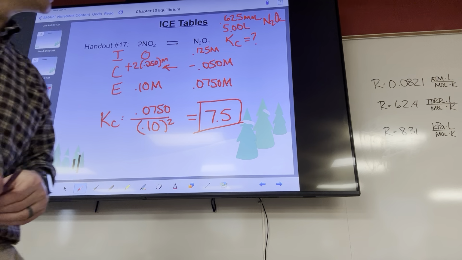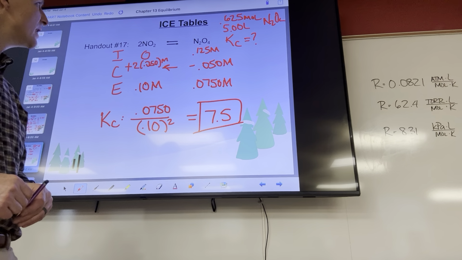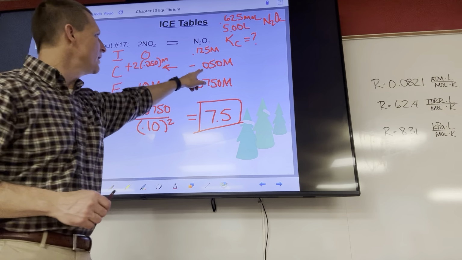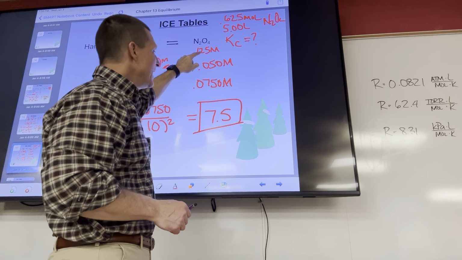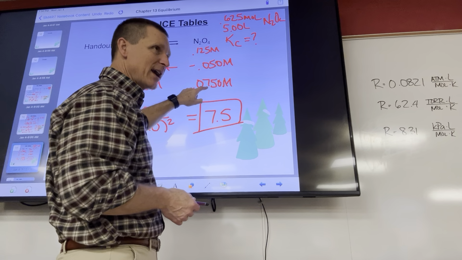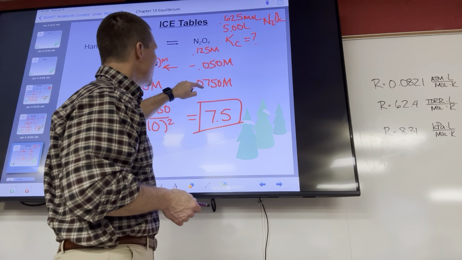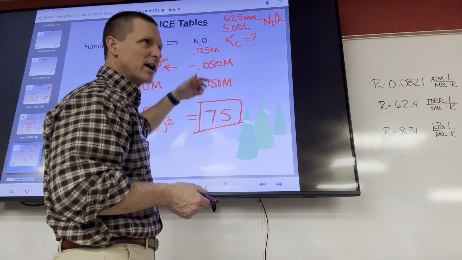Where did you get that 0.05 molarity, like 0.05? That one or that one? The one on the right. Okay, so I know that I started with that concentration, and I know from the problem, it told me that I ended with that concentration. So if I started with that and ended with that, it changed by that much. I just subtracted the two.